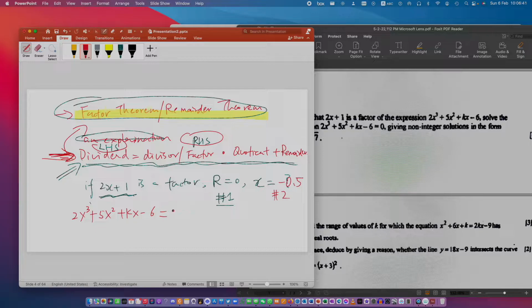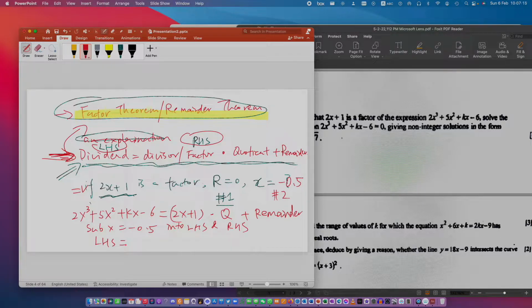So the factor is 2x plus 1. The quotient, which I don't know, I just write Q first, plus the remainder, which is 0. Very good. Now you can start to do this question. I already have this conclusion, so I sub this -0.5 into LHS and RHS.